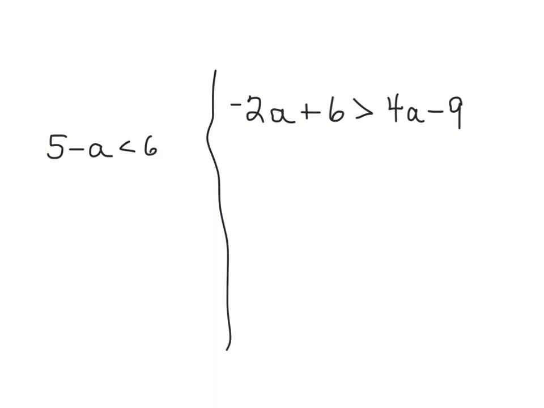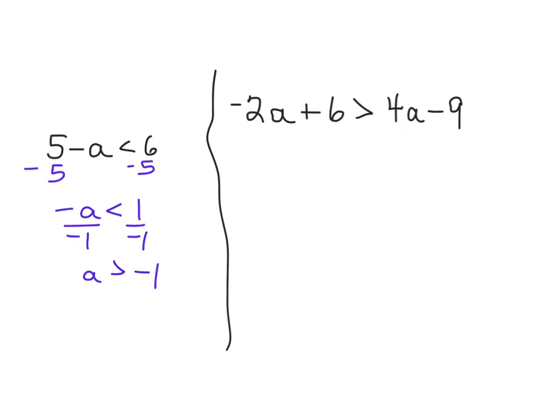I'll just leave you with these couple last little problems. If I'm solving this one, I would subtract 5 from both sides, and I would have negative a is less than 1, and then divide by negative 1, and a would become greater than negative 1.